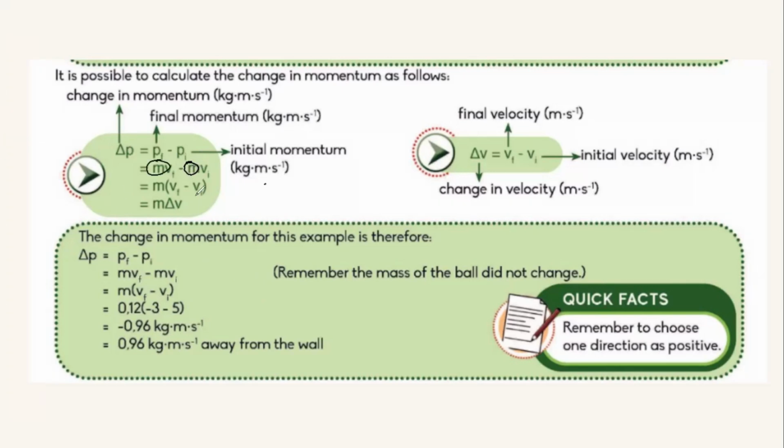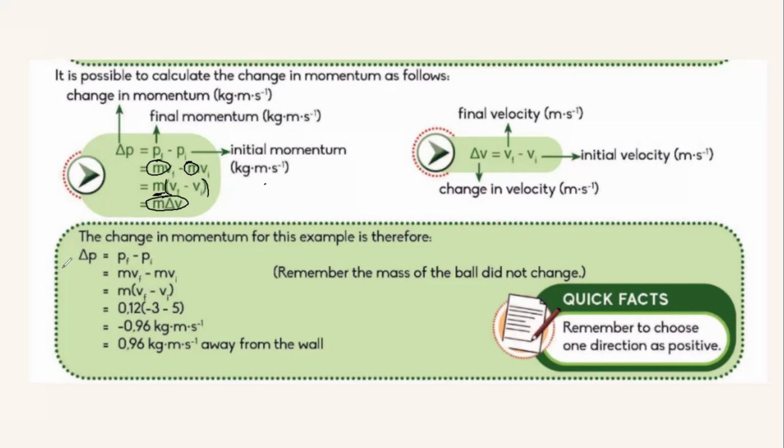I've not seen a question, and I don't think it's even in your exam guidelines, where they ask about the mass changing. So your mass is always going to remain the same. It's your velocities that are changing. Therefore, your mass can just be taken out as a common factor, and you can focus on the change in velocity, which leaves us with the following equation.